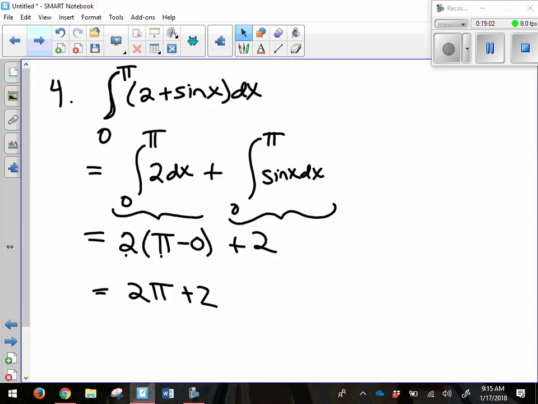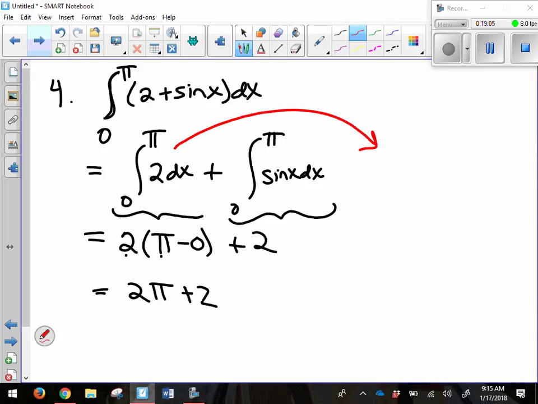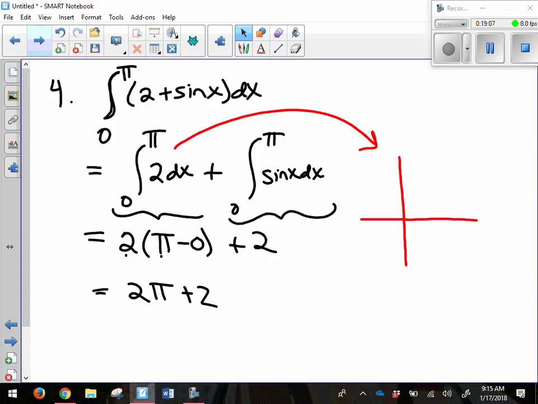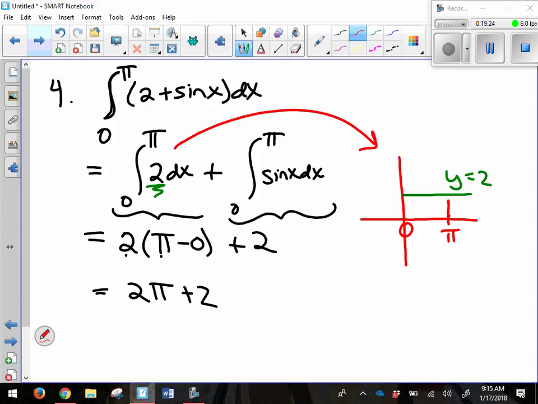You can also think about this first integral as a rectangle. Y equals 2, right? That's what the line would look like if I consider this to be my integrand. And then I'm just going to take the area from 0 to pi. And that would give me the area of a rectangle. And what's the area of a rectangle? Base times height, so that would give me 2 pi. So it's not magic, it's just math.